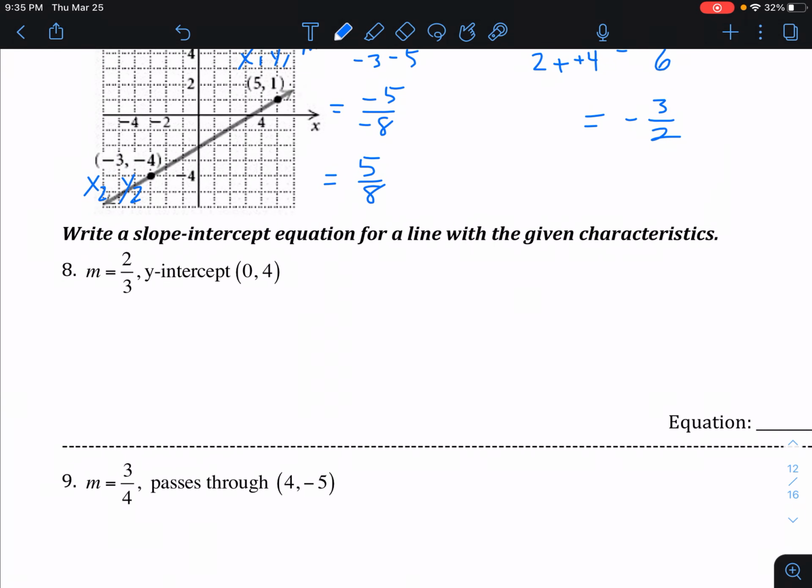Our goal here is to write a slope-intercept equation for a line. Remember, slope-intercept equation is y equals mx plus b. It's a little bit different than in the lesson. In the lesson, they wanted a function like f of x equals. Here, if it just says equation, we're just going to use y equals, since it doesn't say what kind of function. It doesn't say function f or function g or function h. So we'll just use y equals.